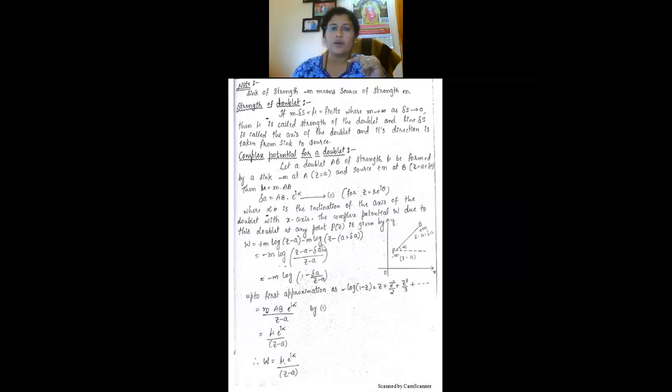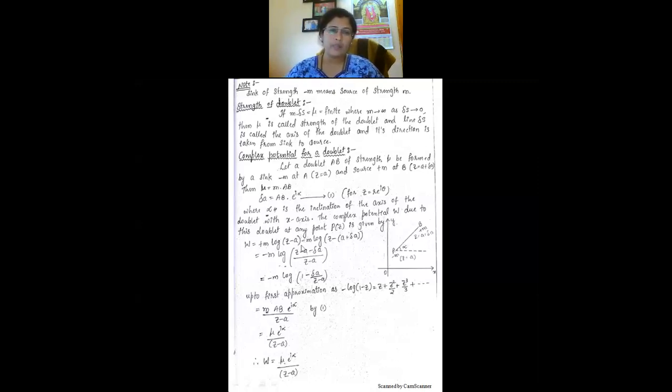Now go for the source. The complex potential for a source, which is placed at A plus delta A, becomes minus m log Z minus whatever the point is, that point you have to write. If it is placed at Z1, then it becomes Z minus Z1. If it is placed at A, then it becomes Z minus A. Instead of A, here it is A plus delta A. This is the point. Okay, I repeat.